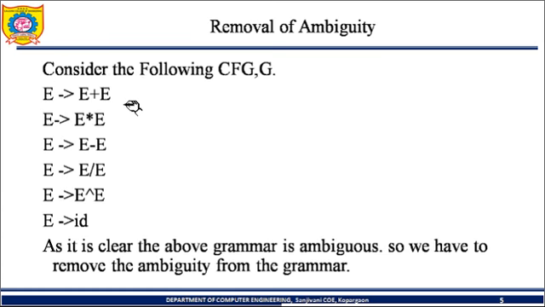So here there are a total of five operators: plus, star, minus, slash, and raise to. Plus and minus have the lowest precedence or priority, star and slash have the next priority, and raise to has the highest priority. The operator which has the lowest priority should be closer to the starting variable, and the operator which has the highest priority will be away from the starting variable.